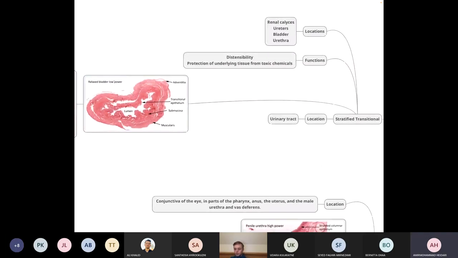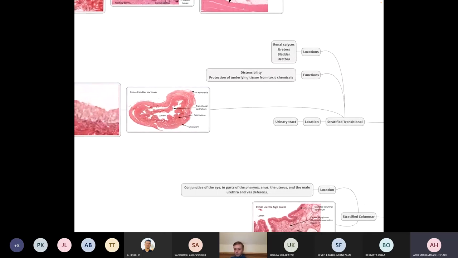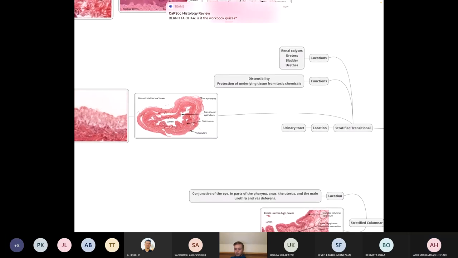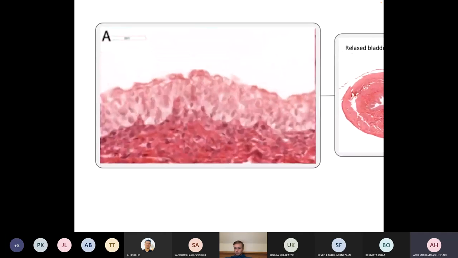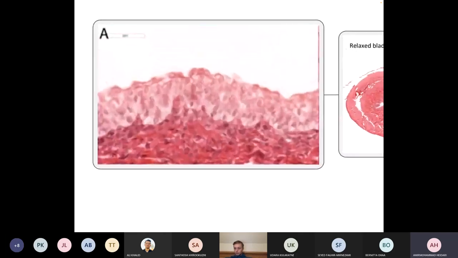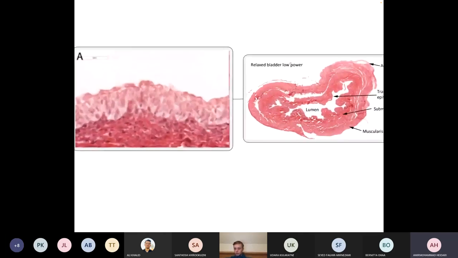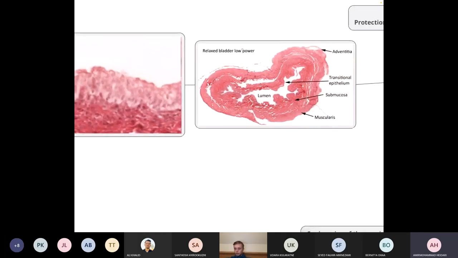So transitional epithelia is the next one. You could only find them in the urinary tract. The workbook questions are also very good, and the quizzes on Moodle, so online quizzes. We had online quizzes for our module, so I'm assuming that you do as well. So stratified transitional, just transitional epithelium, only in the renal tract. You can see these cells that are puffy and transitional, very unique to the renal system.